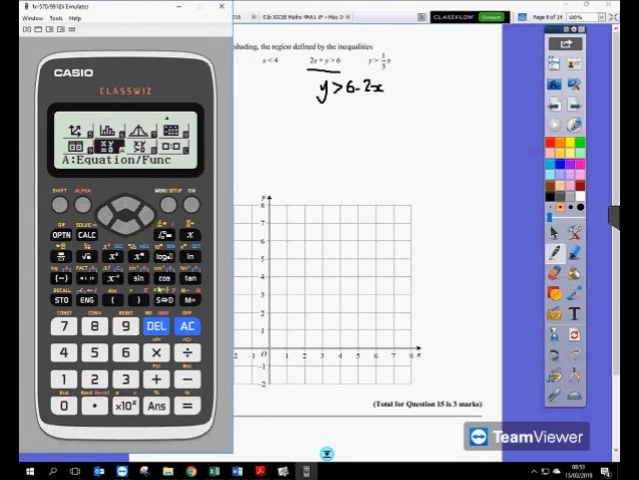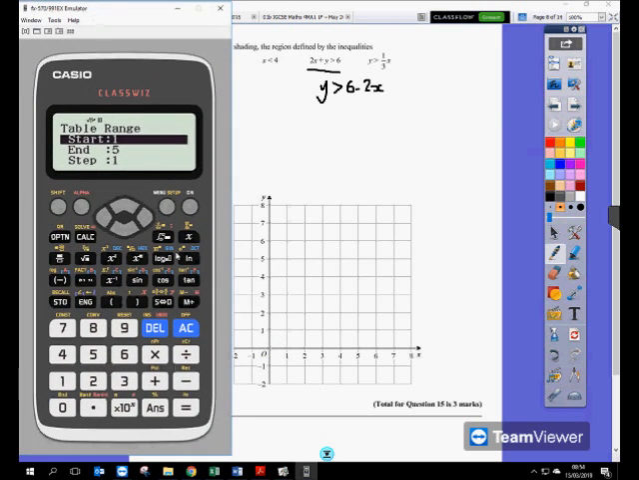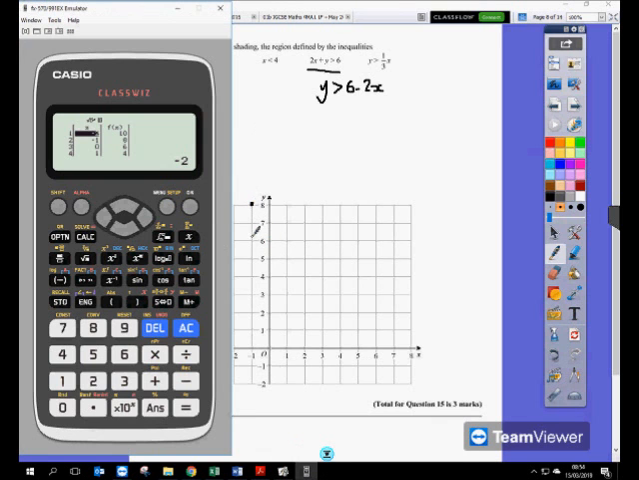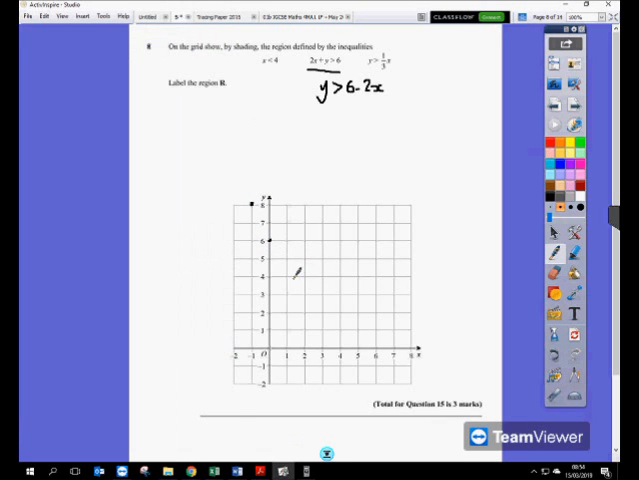Menu, table, whichever option it is on your calculator. Enter the equation 6 minus 2 alpha x. Press equals. Start at the lowest x, so -2. End at the highest x, 8. And then leave the step as 1. This produces the table. Plot these points. 0 goes to 6 and so on. And once you've plotted these points, you can then draw the line through them.